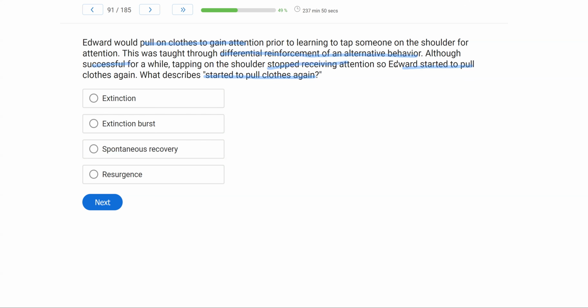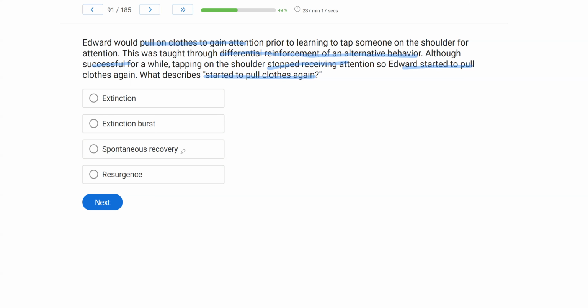Now, what do we call that in the context of an extinction procedure? A, extinction. Well, extinction was the intervention that was used to first reduce the behavior. But now the behavior is back. So extinction's already over and the behavior's come back. Same as an extinction burst. An extinction burst happens as extinction is going on. We're past extinction, right? Extinction was successful. The pulling clothes reduced, and now it's back. So options we're looking at are really spontaneous recovery and resurgence.